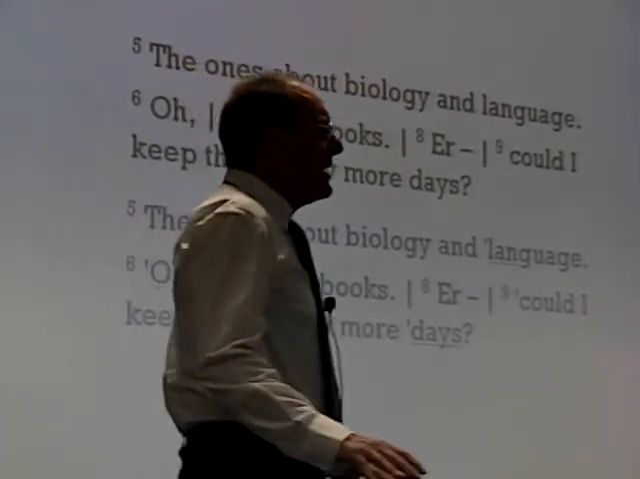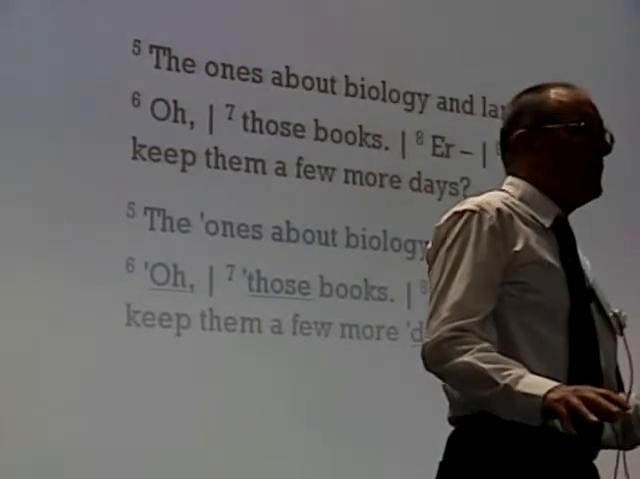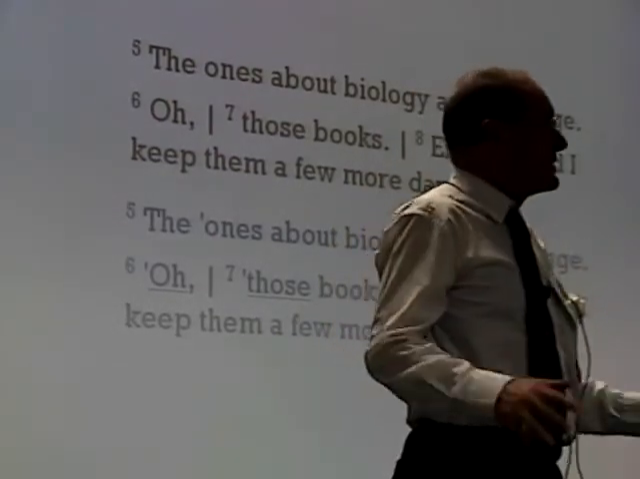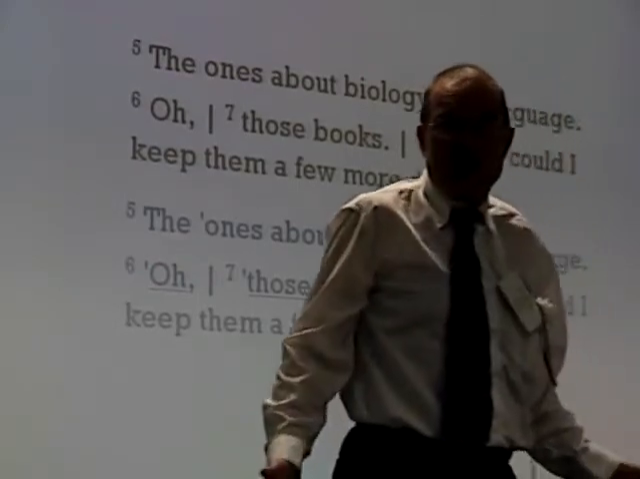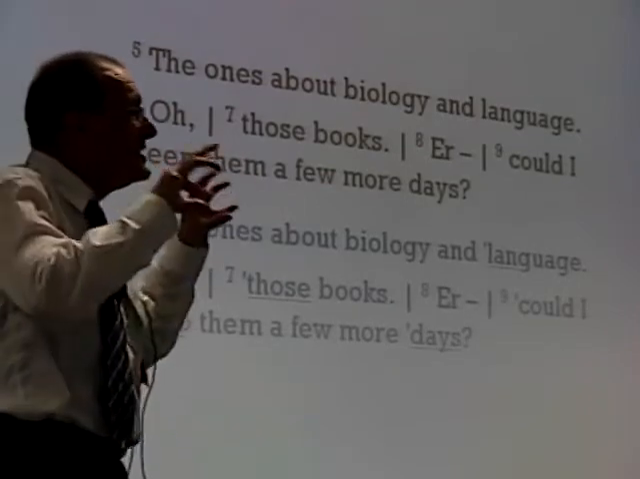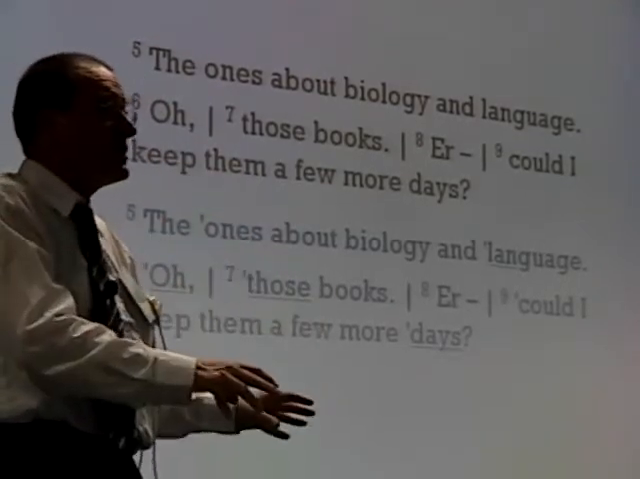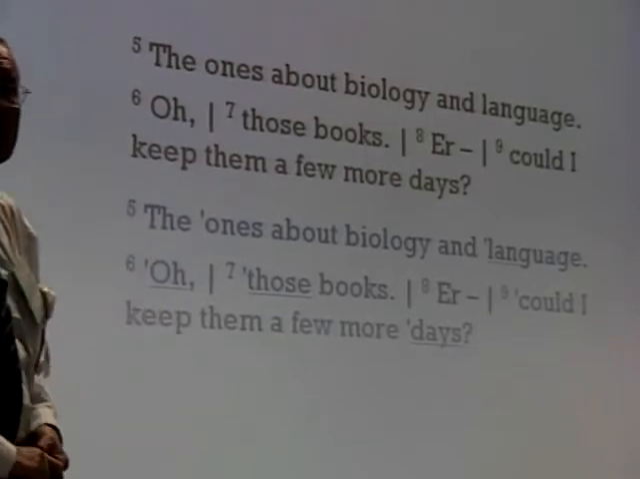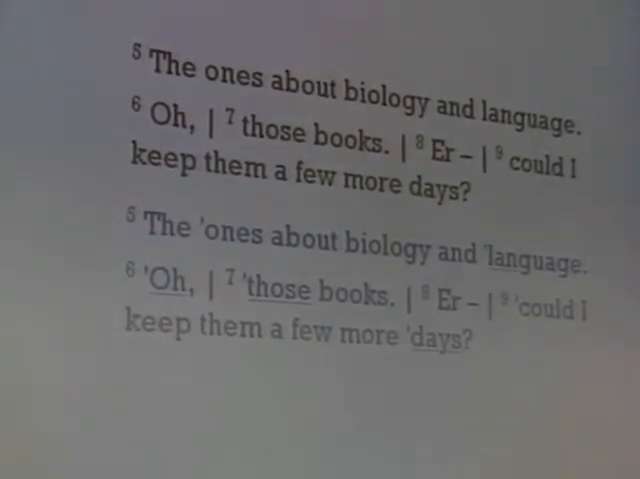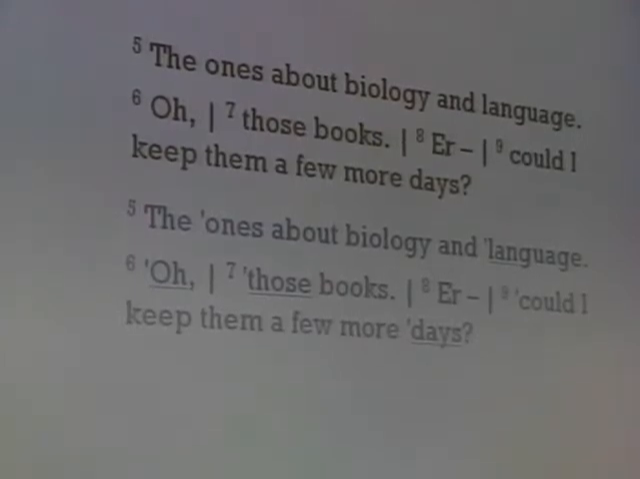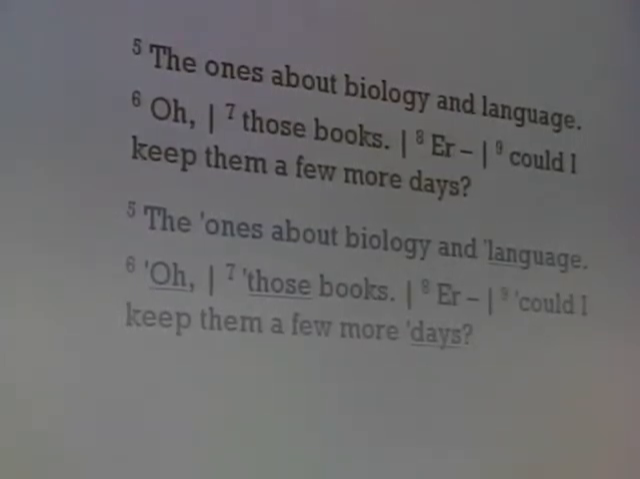Well, a fall is the basic tone we use to make a definitive statement. It's the way we make a straightforward assertion. So you can regard the fall as being the default tone, the unmarked tone, the neutral tone for statements. It's appropriate here. The ones about biology and language. The ones about biology and language.